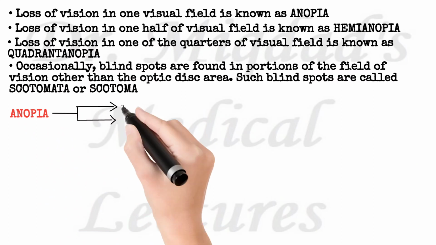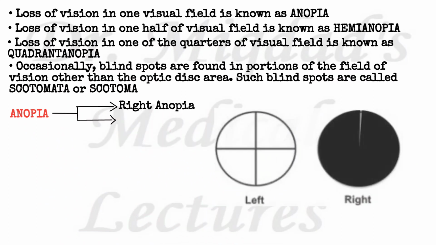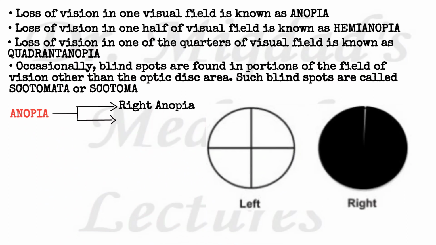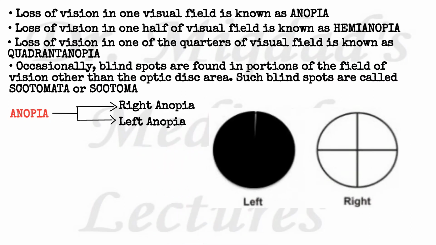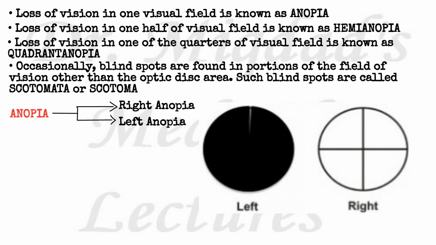Let's begin with anopia. Anopia may be right anopia or left anopia. A lesion of the right optic nerve causes right anopia, whereas if the lesion is in the left optic nerve, it causes left anopia. Involvement of both optic nerves causes total blindness.